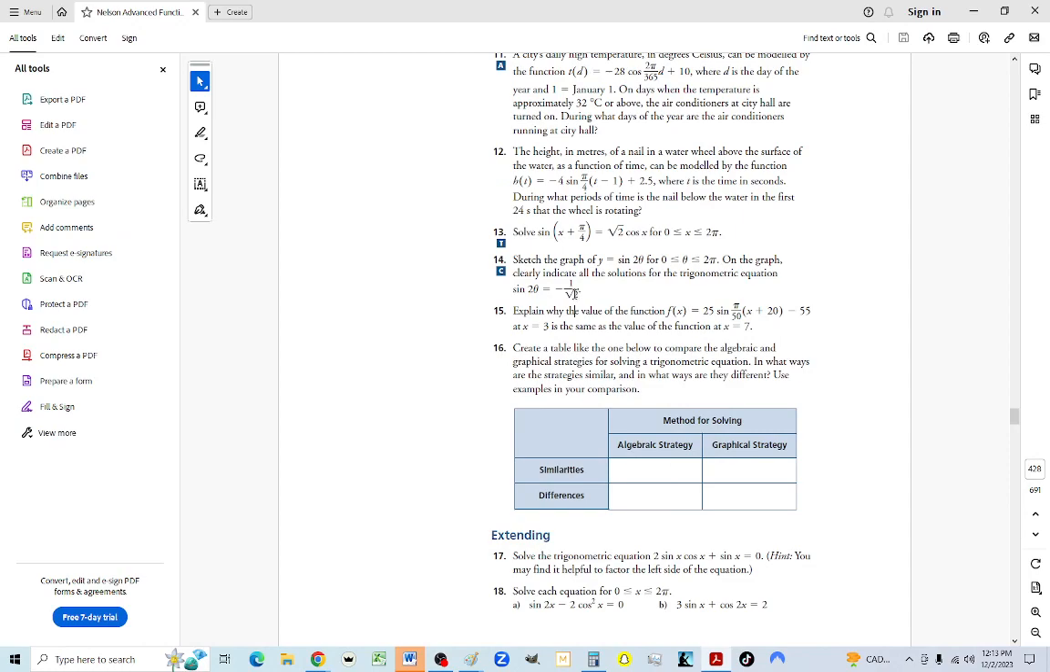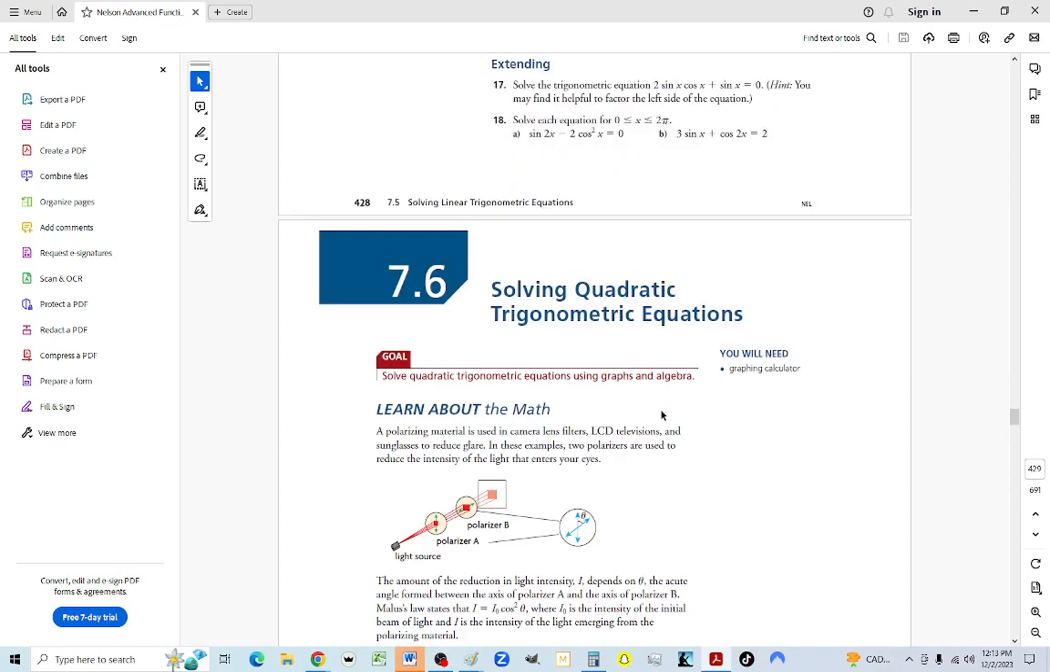Explain why. I don't know. I don't even know why they wanted me to explain that. Create a table like the one below. No. Solve the trigonometric equation this plus sin x. Hint, you may find it helpful to factor the left side of the equation.